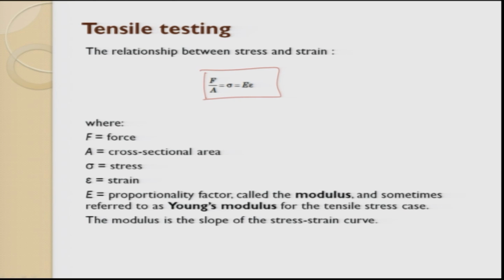So, what we do is we try to get F by A, which is nothing but stress, and that is equal to E times the strain. E is the Young's modulus, or modulus of elasticity. Generally this modulus is determined in the elastic region. We try to get the value of E, and then this is predominantly used for strength calculations, or this is used as a major factor.